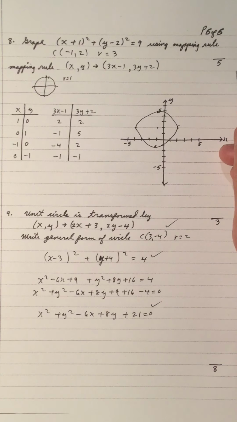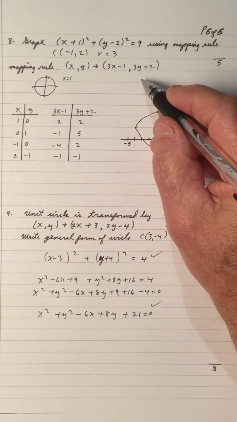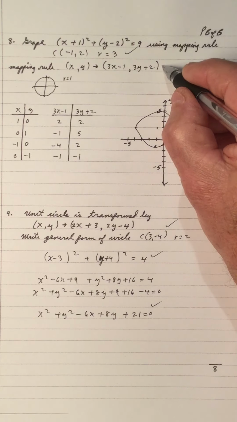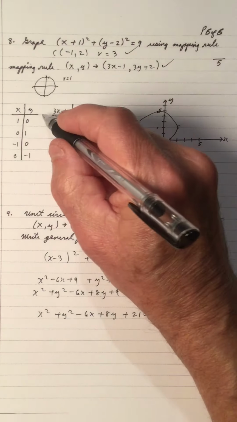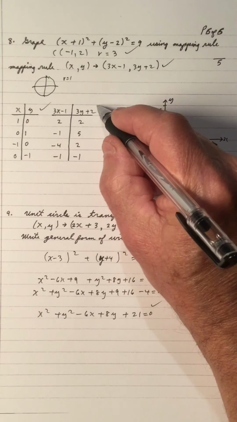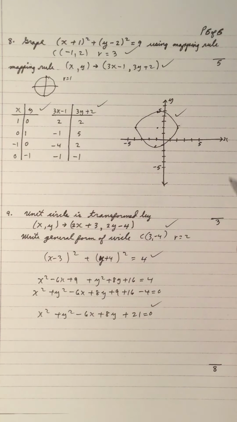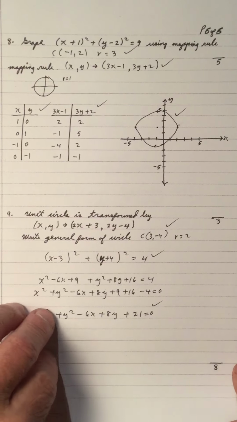So that's, oh, I forgot to give the marks for this one up here. If you wrote the center radius, you get a mark, for the mapping rule you get a mark, you get a mark for this table, and you get a mark for this table, and you get a mark for graphing correctly, 5 altogether. So that's 8 for that page.